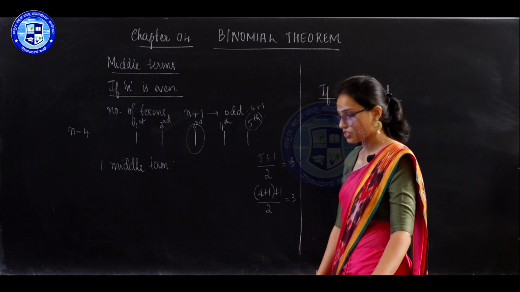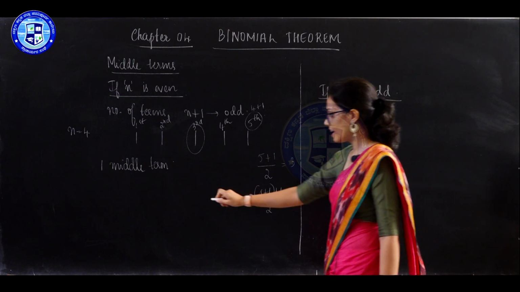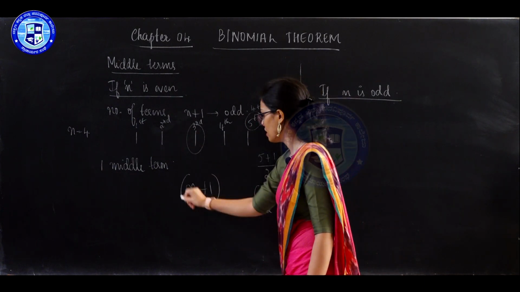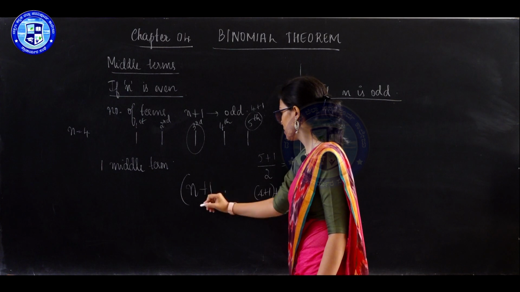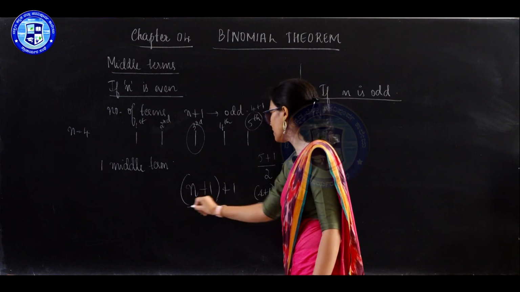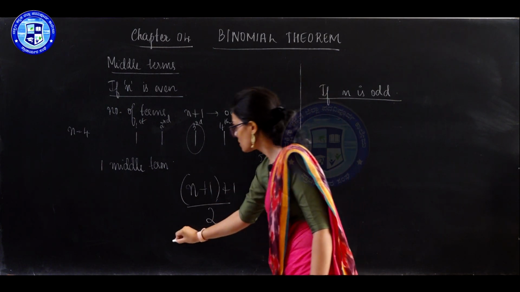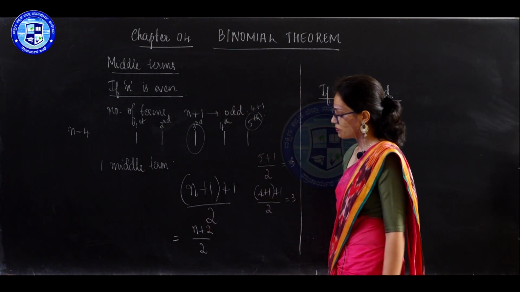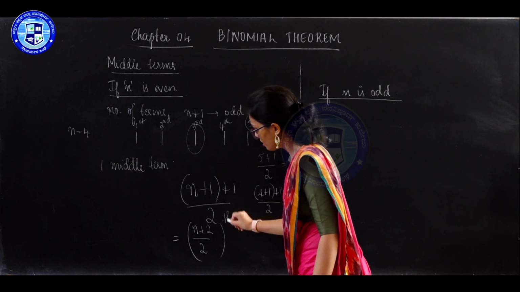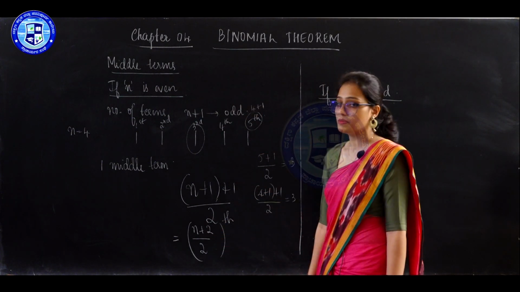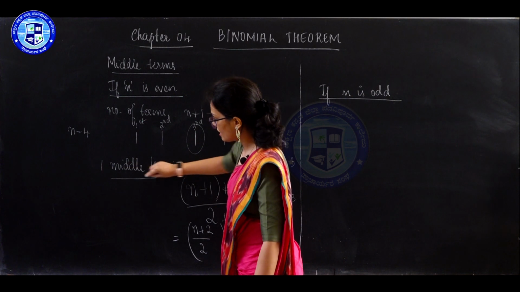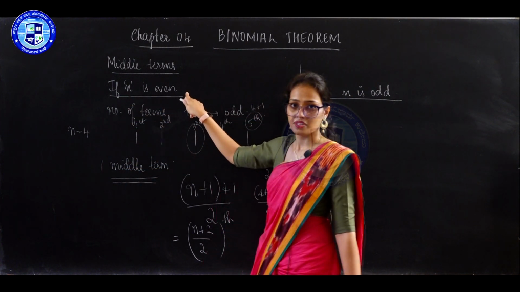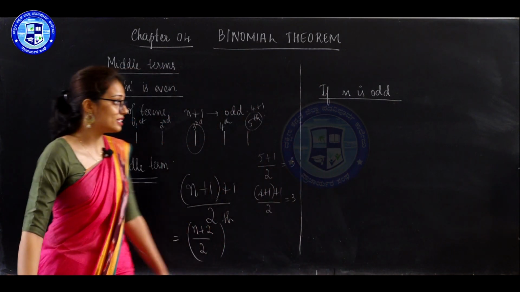So, if I have to write the general form, 4 was n, okay, the n value was 4, plus 2 divided by 2. So, this will be equal to n plus 2 divided by 2. This term, the n plus 2 divided by 2th term, will be the middle term in the expansion if the n value is even. Let us check what happens when n is odd.